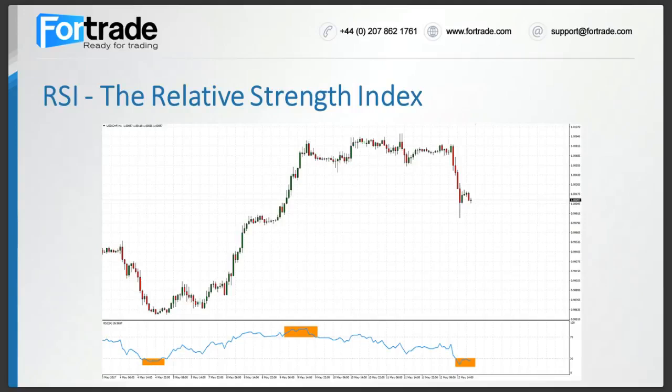Likewise, if RSI approaches 30, like here, it is an indication the instrument may be getting oversold and therefore likely to reverse. Traders often use the RSI coming back out of its overbought or oversold areas as a signal or partial signal to enter a trade.